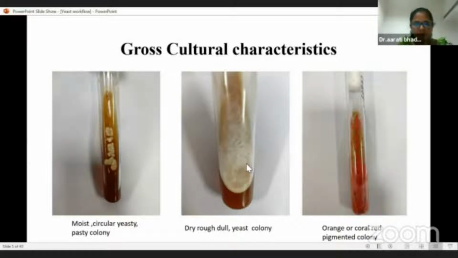Another is dry, rough, dull yeast colonies. These give a clue, as dry, rough, dull colonies can help the diagnosis, meaning we can suspect Trichosporon, Geotrichum, like that. And if there is any specific pigmentation, like orange or coral red pigment, then it will be suggestive of different species. So gross cultural characteristics are important. Afterwards, we will go for the microscopy.